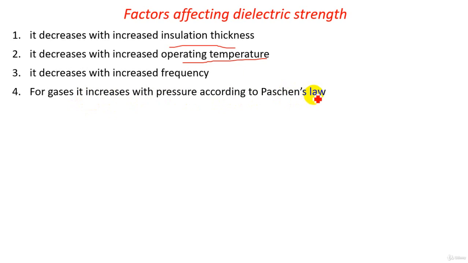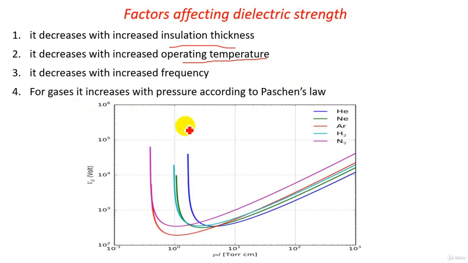So, what is Paschen's law? Here, Paschen's law shows the relation between the breakdown voltage on the vertical axis and the gas pressure on the horizontal axis. It's obvious that when the gas pressure increases, the breakdown voltage decreases until a specified point. After exceeding this point, when gas pressure increases, the breakdown voltage also increases according to Paschen's law.